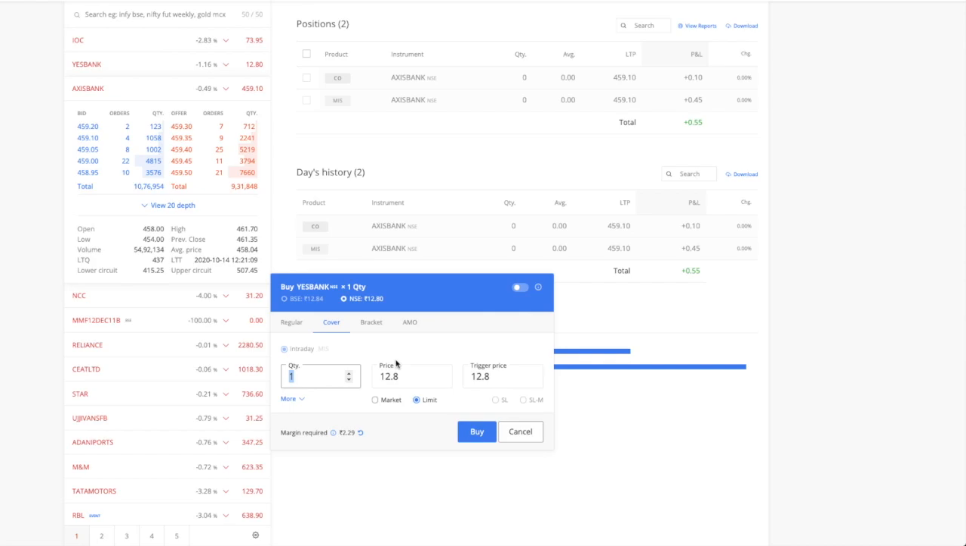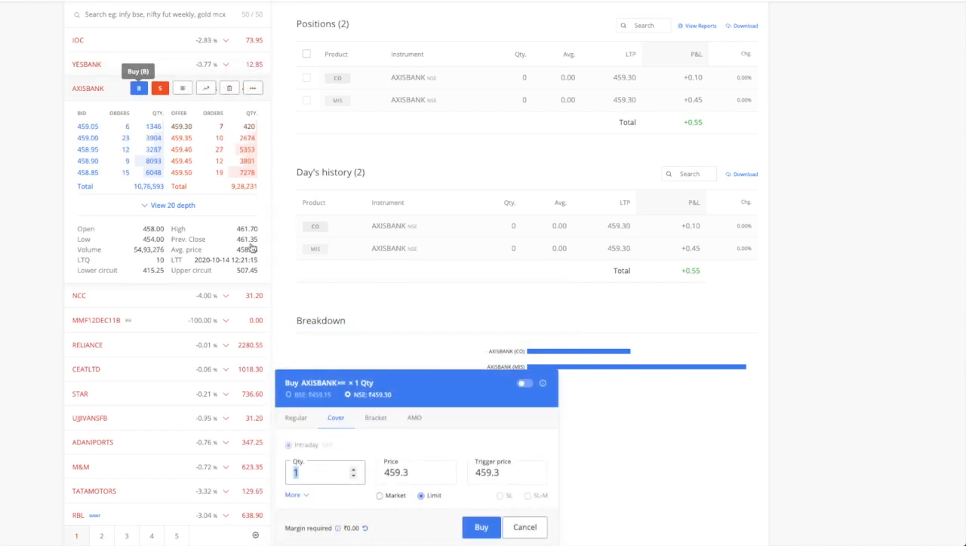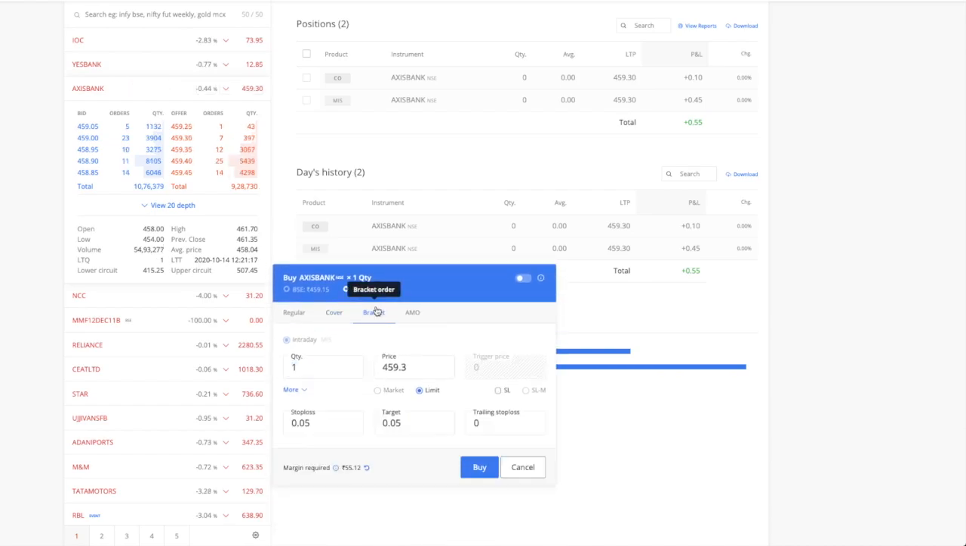Now we have something else. Okay, not Yes Bank. We have something else called the bracket order. So what does a bracket order do? Bracket order is just a bit more advanced version of a cover order, where you mention both your stop loss as well as target. So let's say that right now the price of Axis Bank is 459.15.